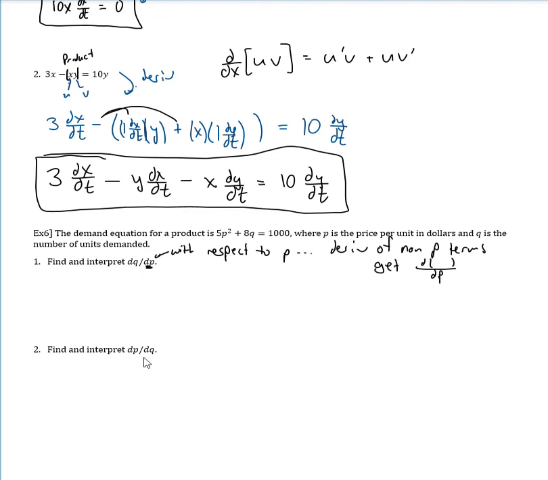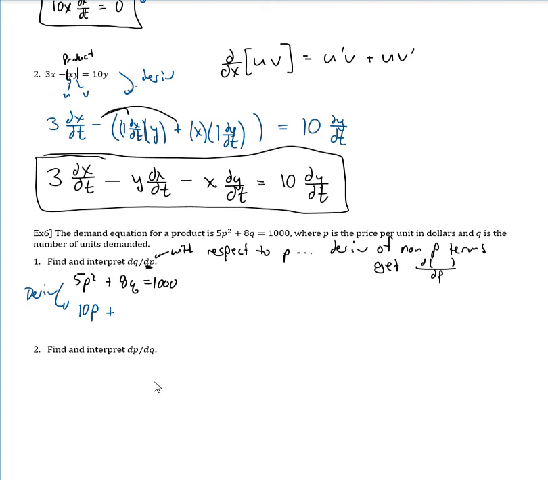And so our equation, let's go ahead and write it, 5p squared plus 8q equals 1,000. So now we're doing our derivative. The derivative of 5p squared would be 10p. And then I did it with respect to p, so I don't need to show this because that would be dp dp, and that would just reduce to be 1. So now I can continue to move on.